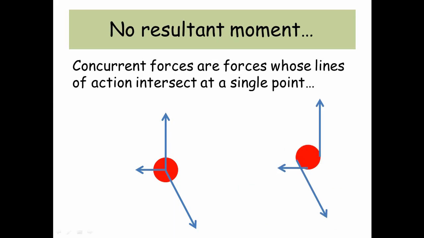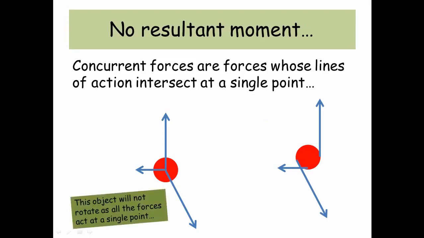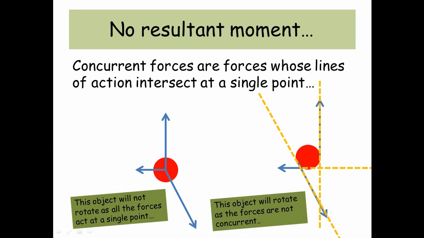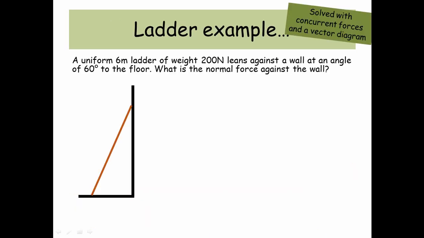No resultant moment. Concurrent forces are forces whose lines of action intersect at a single point. So for the object on the left, the lines of action of the forces are all going through a single point, so this object will not rotate. However, for the object on the right, if we draw where our lines of action are going through, you can see that for the three forces, the lines of action do not meet up at a single point, therefore there will be some kind of rotation. So this object will rotate as the forces are not concurrent.